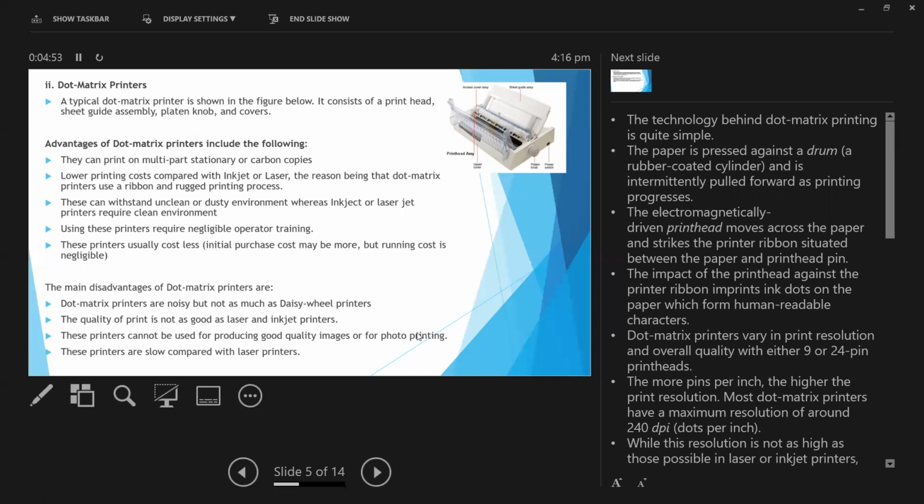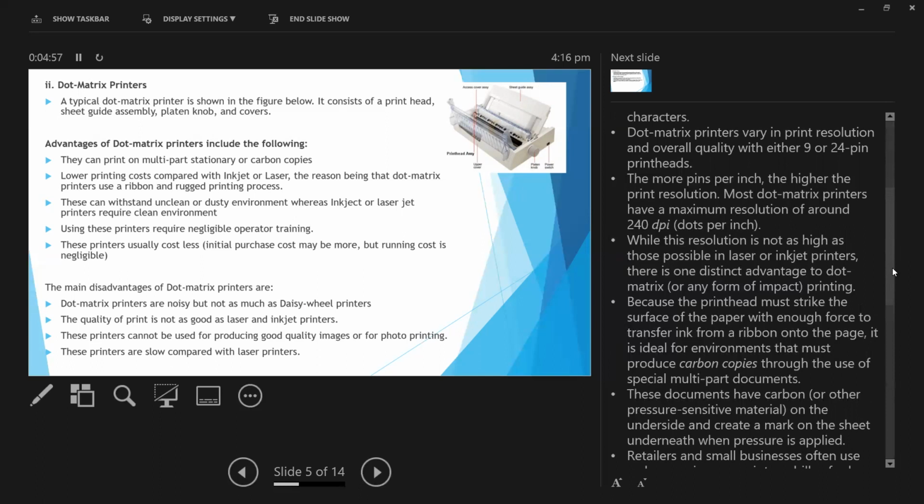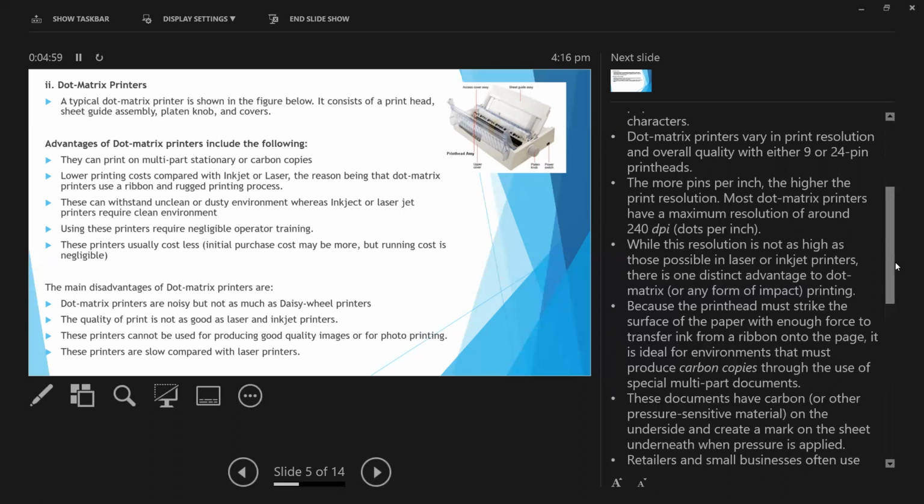which form human-readable characters. Dot matrix printers vary in print resolution and overall quality with 9 or 24 pin print heads. The more pins per inch, the higher the print resolution. Most dot matrix printers have a maximum resolution of around 240 dots per inch.